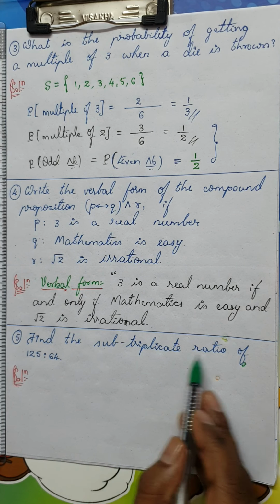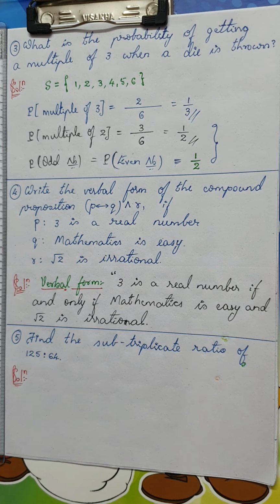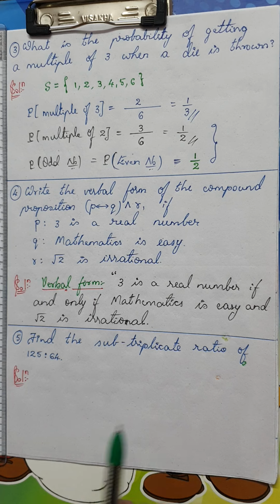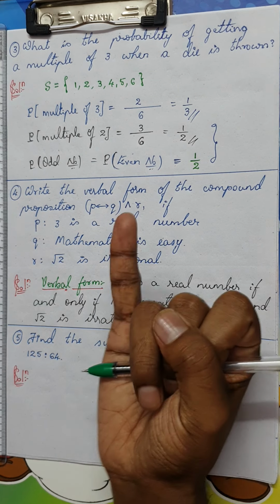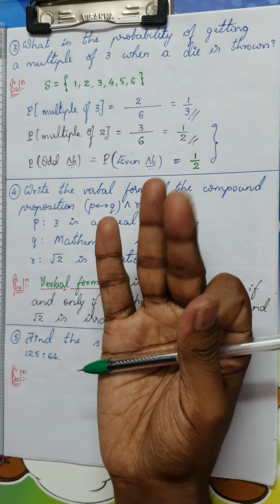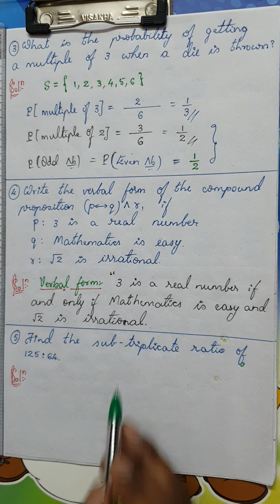Find the subtriplicate ratio of 125:64. Okay, so what is the subtriplicate ratio? There are 4 types of ratio. For a given ratio A is to B, you can get a duplicate ratio or triplicate ratio or subduplicate and subtriplicate. There are 4 types. Okay, in this case he has asked you subtriplicate.